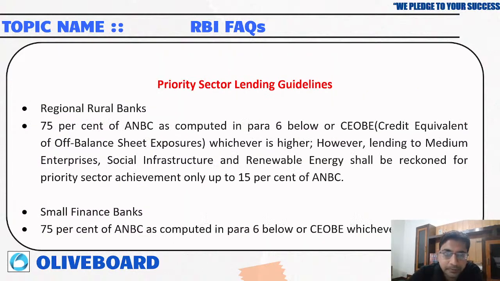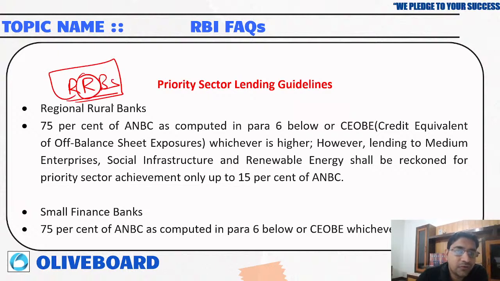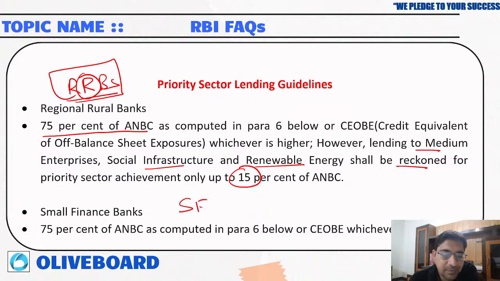Now, regional rural banks, RRBs. As the name suggests, rural. So they have to invest 75% of the adjusted net bank credit in these sectors. However, lending to medium enterprises, social infrastructure, and renewable energy shall be reckoned for priority sector achievement only up to 50%.